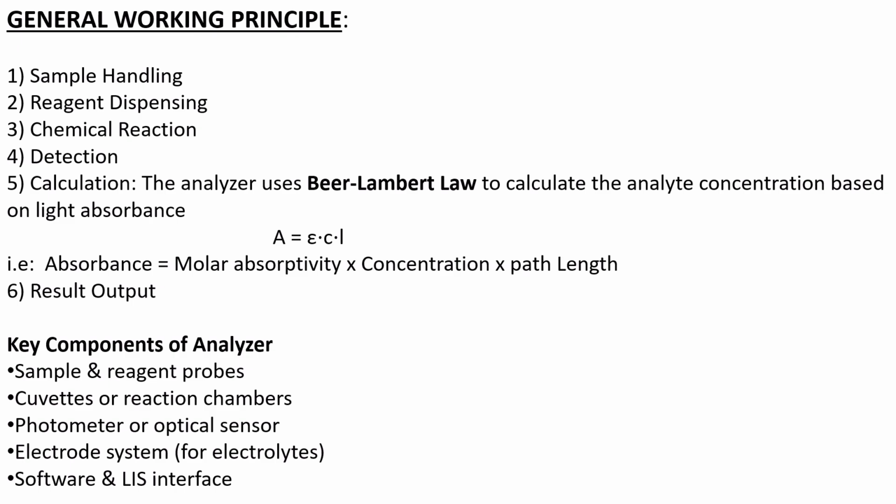Then you have the optical measurement or detection, where a photometer will measure the absorbance at specific wavelengths. Then the results are calculated using the Beer-Lambert law, and the concentration is calculated using a calibration curve. The output is displayed on a screen, printed, or connected to the LIS interface.